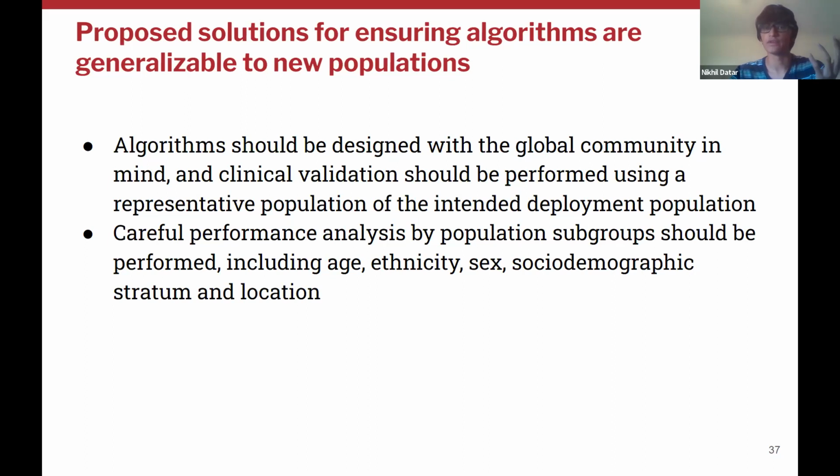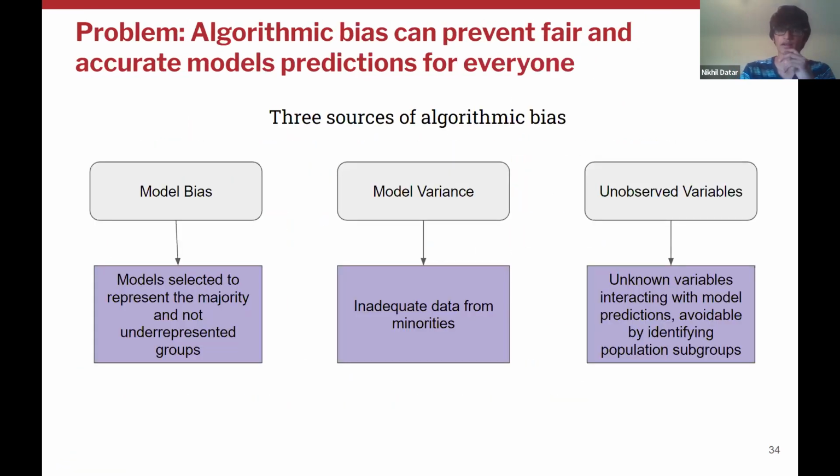And we want to have clinical validation on different populations, and on the representative population where this machine learning model would be deployed. It's also important to identify further population subgroups in order to prevent these unobserved variables from basically being unknown forever. If we identify further subgroups, we'd be able to identify what these variables are, and we wouldn't have algorithmic bias.